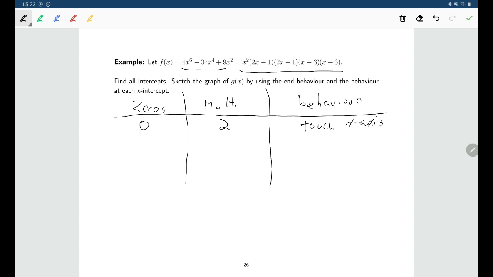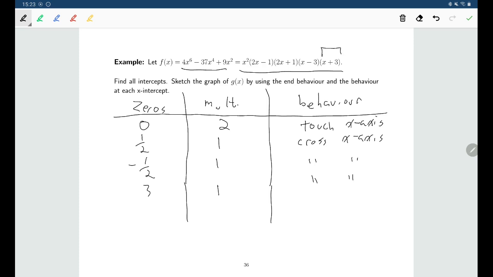And then all the other factors show up exactly once, so the rest of their zeros will all have a multiplicity of 1. If we look at where they are equal to 0, 2x minus 1 is 0 when x is a half. Multiplicity of 1, so we cross the x-axis. Negative a half, same thing, multiplicity of 1, so we're crossing the x-axis. x minus 3, the zero is 3, with multiplicity of 1, crossing the x-axis.